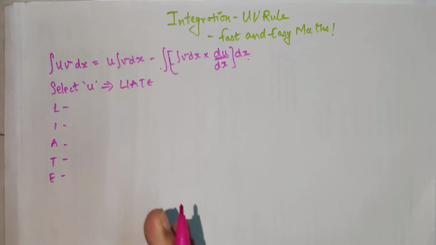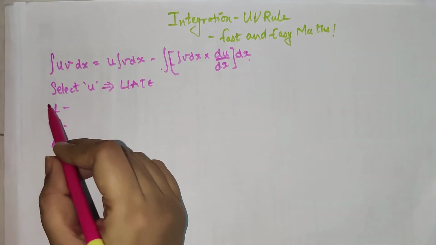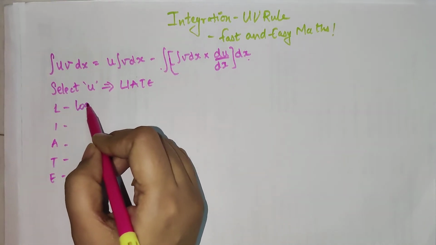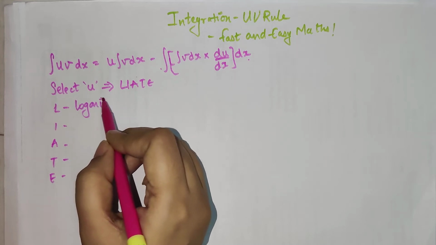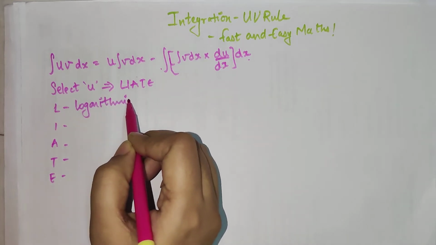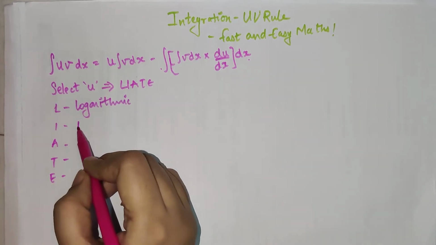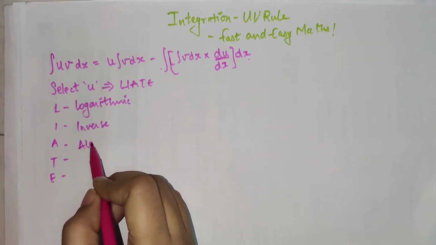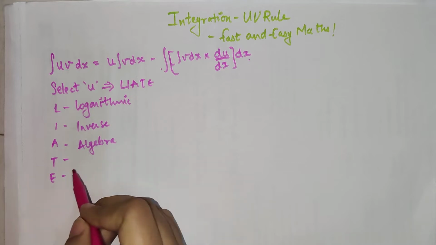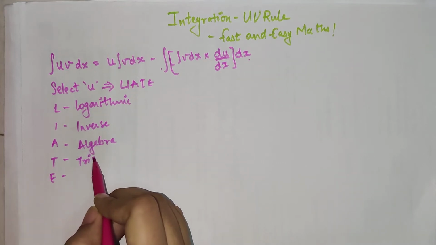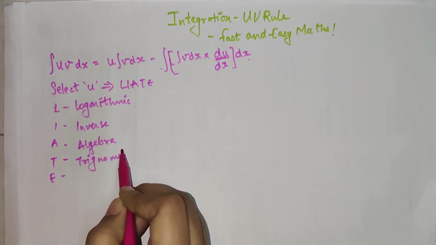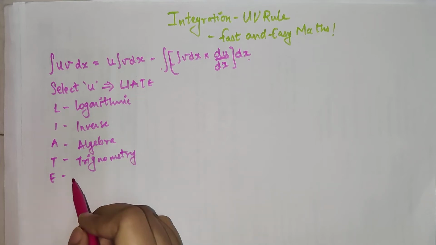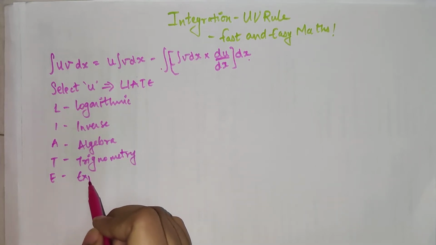Now here, what will L stand for? L stands for logarithmic functions, I stands for inverse, A stands for algebra, T stands for trigonometry, and E stands for exponents.